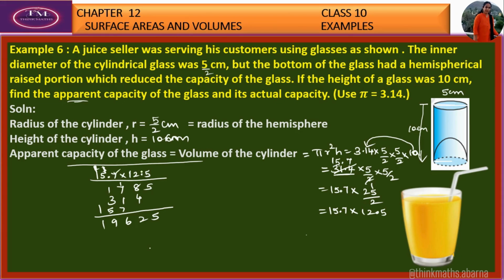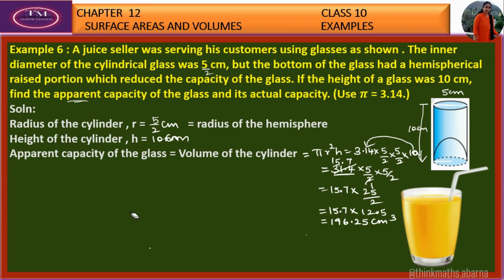So how many decimals? 1, 2. So we have the 2 decimals. So the answer is 196.25 centimeter cube. This is the apparent capacity of the glass. So what is the next question? In the next question, we have to find out the actual capacity.